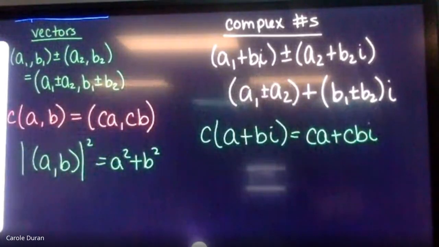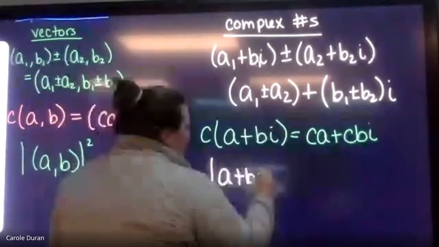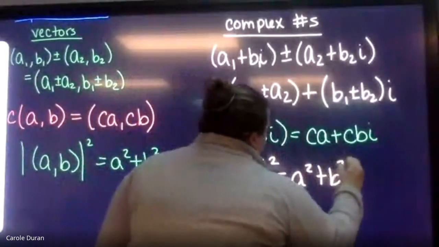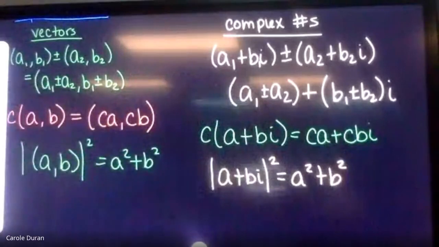The last part of this then is again the magnitude. This time we're taking the magnitude of a complex number and squaring it. And when I do, it comes out to be my real part squared plus my imaginary part squared. So we're going to do some examples of these.